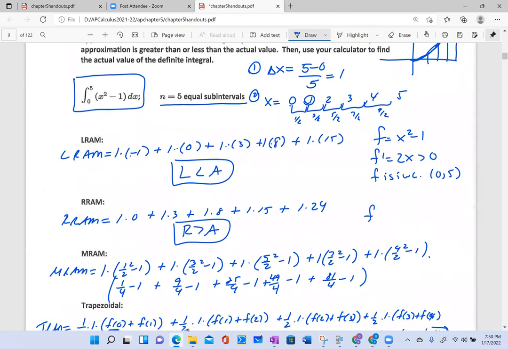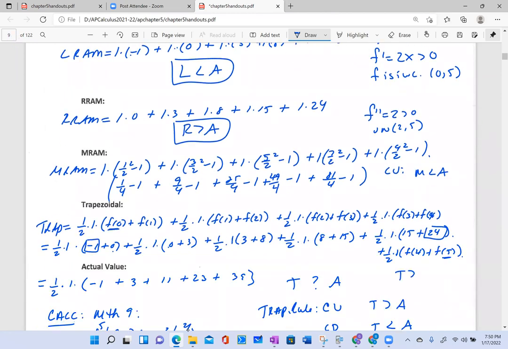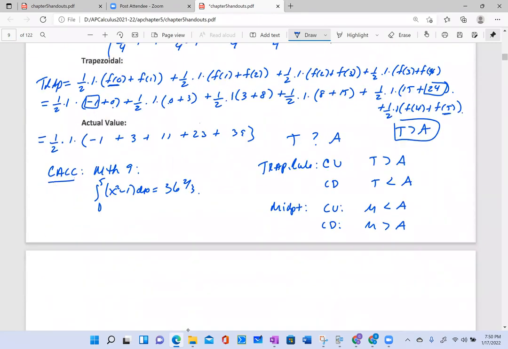The second derivative is, I'm sorry, just 2, which is always greater than 0, regardless of what x is. So this graph is always concave up, and in particular, it's concave up on the interval from 0 to 5. So therefore, if it's concave up, then the midpoint will be less than the actual, but the trapezoidal will be greater than the actual because it's concave up.